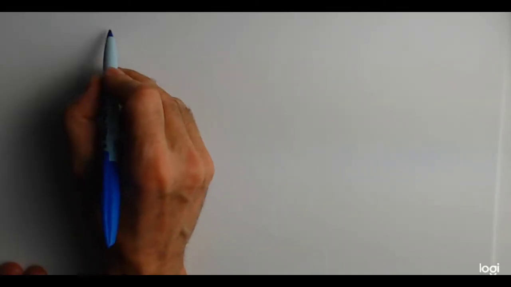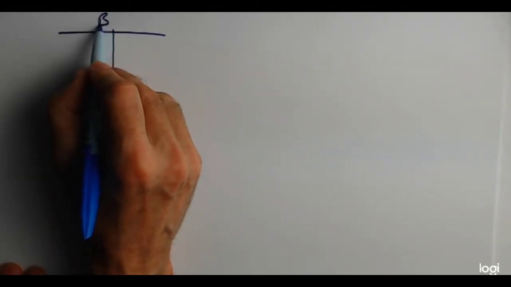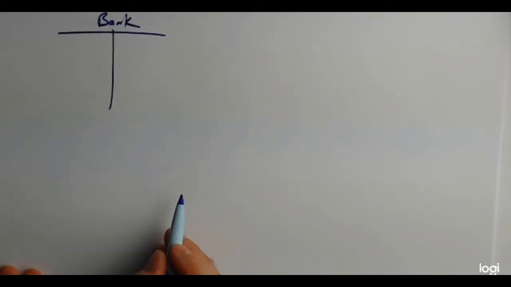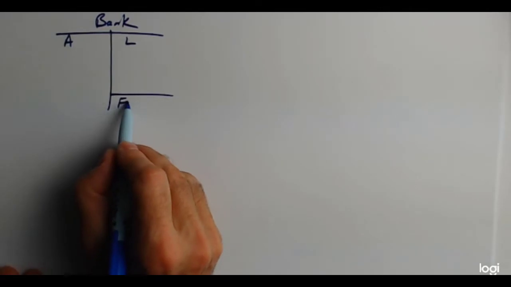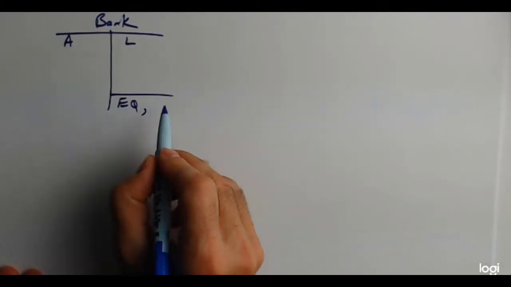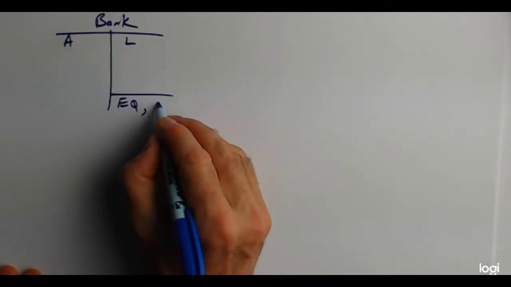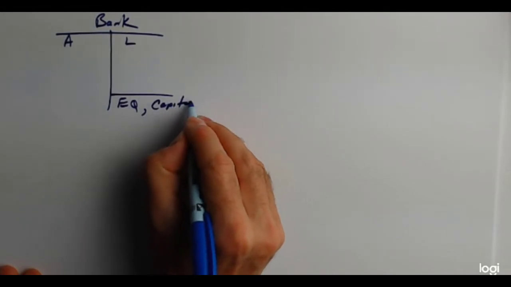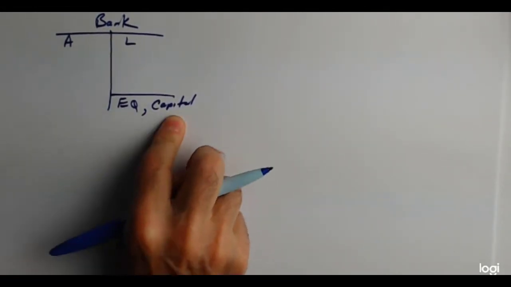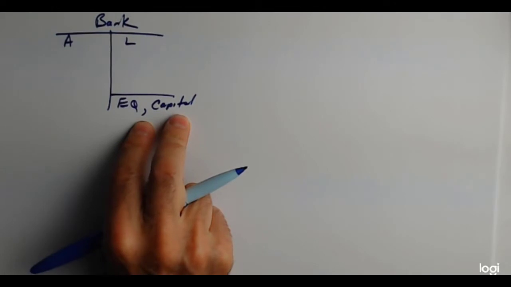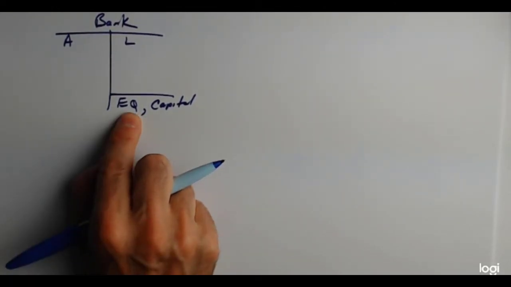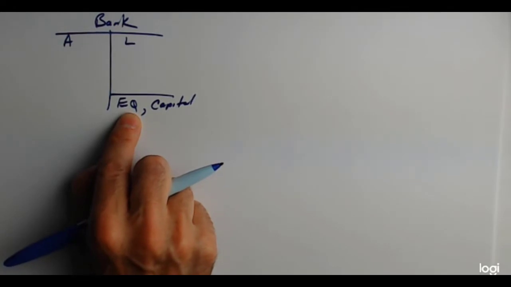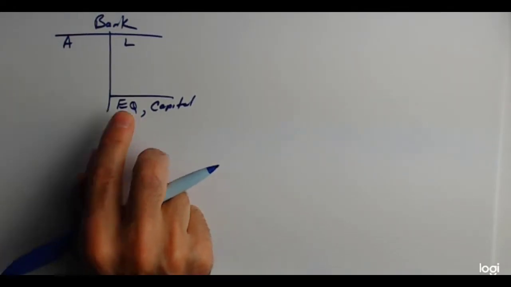So let's start out looking at a bank's balance sheet. We're going to start it out from scratch. A bank has assets, it has liabilities, and it has equity, which in bank terms is often called capital. I'll often use the words capital and equity interchangeably, although the word capital is often used. It's just like the equity that you studied in financial accounting for a manufacturing firm, for example.